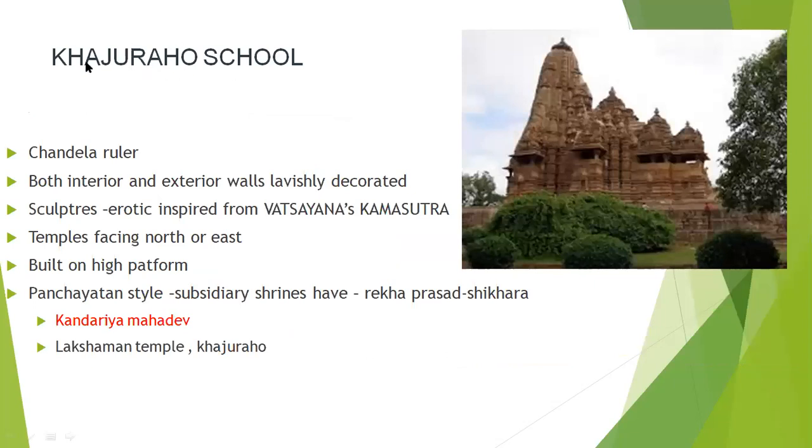The Khajuraho school of architecture was developed by Chandela rulers. Here, both the exterior walls and the interior walls are lavishly decorated. The sculptures here are inspired from Vatsayana's Kama Sutra and depict erotic figures. The temple usually faces the north or the east direction. They are built on a platform, and the style of architecture is also Panchayatan, while all the subsidiary shrines have Rekha Prasad Shikhara shapes. The example being the Kandariya Mahadev temple and the Lakshman temple at Khajuraho.